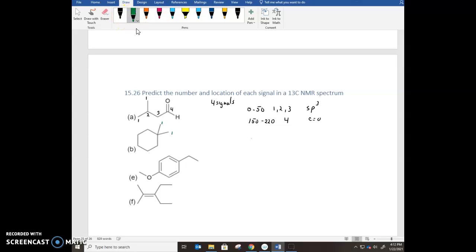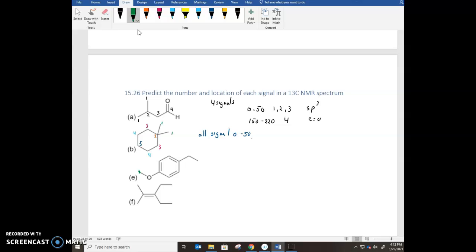This signal will be the same as this signal. That'll be a unique signal, but these will be the same, and these will be the same, and we'll put the navy one right down here. So we have 5 signals. All the signals will be between the 0 and 50 because they're all sp3 hybridized.